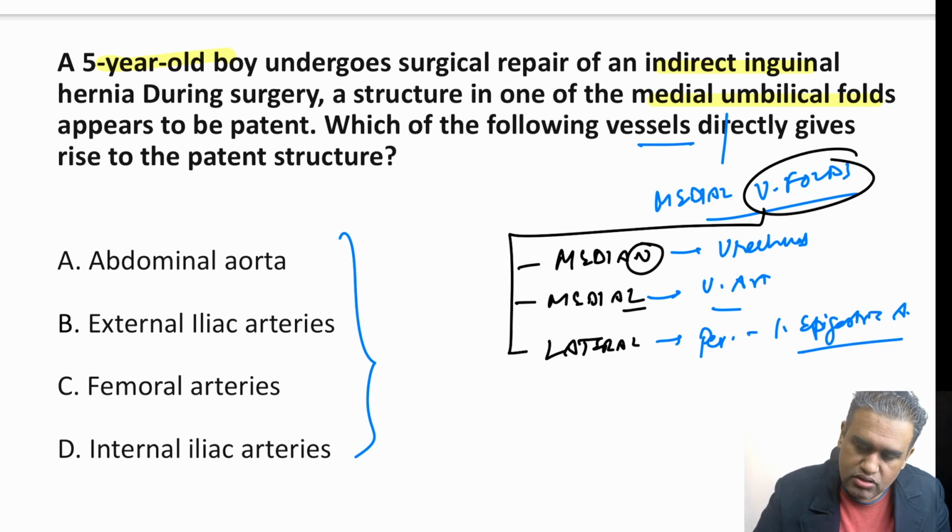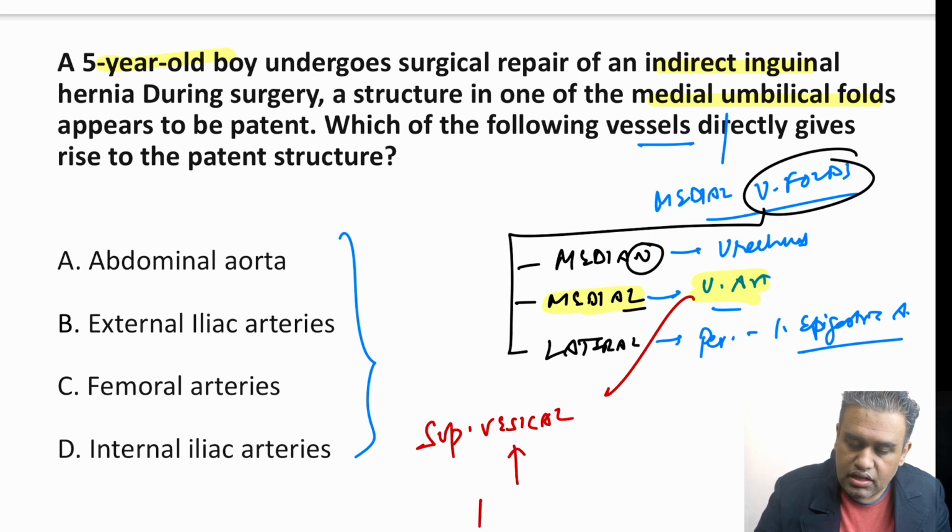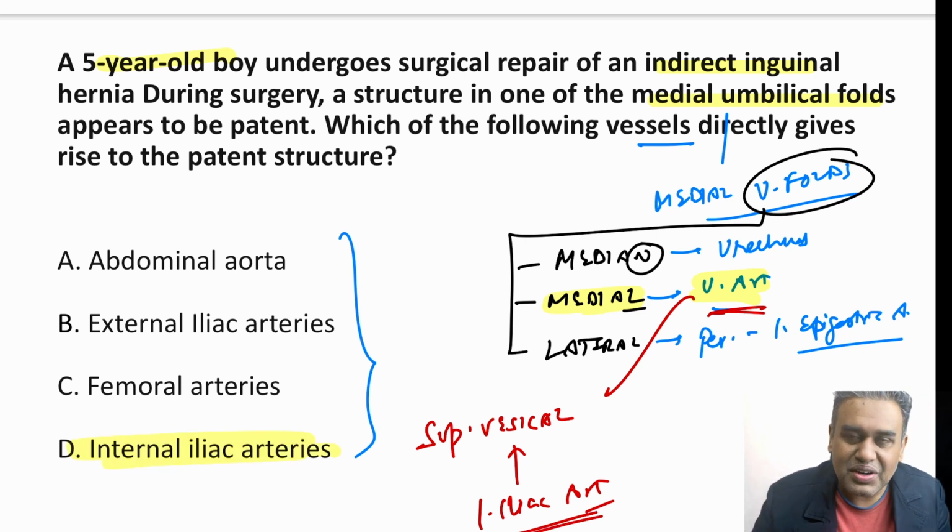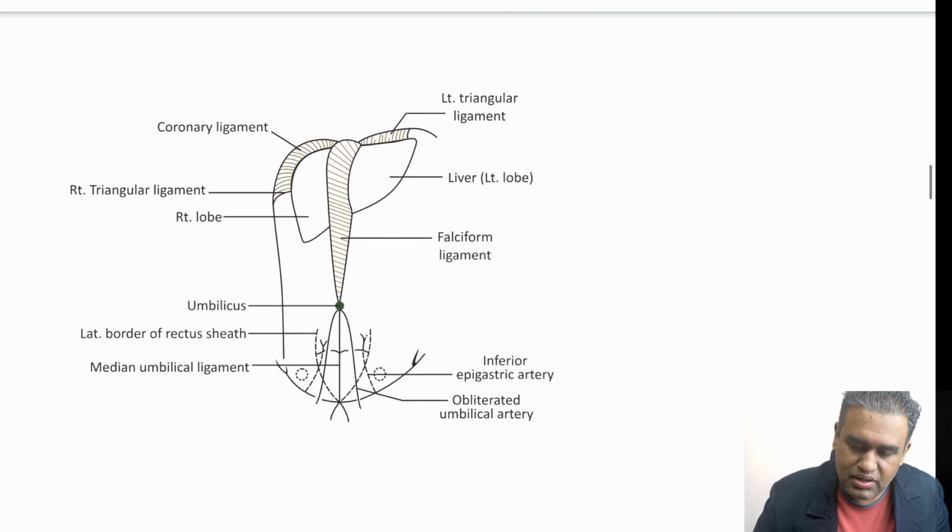Fine. So coming back to the question, we are stuck over here, medial and umbilical artery. Umbilical artery basically is a continuation of which artery? Umbilical artery will be a continuation of the, yes, superior vesical artery, which is coming from where? Internal iliac artery. Therefore, umbilical artery is related directly to it, hence the answer is option D. Got it? Let me show you an image over here.